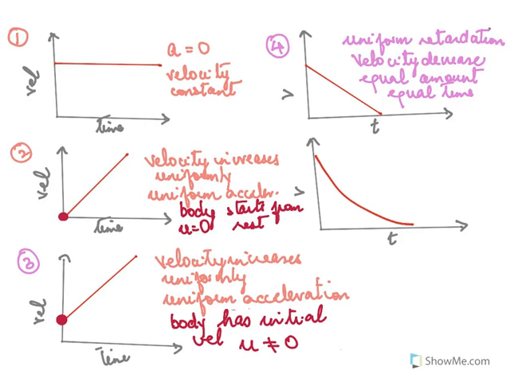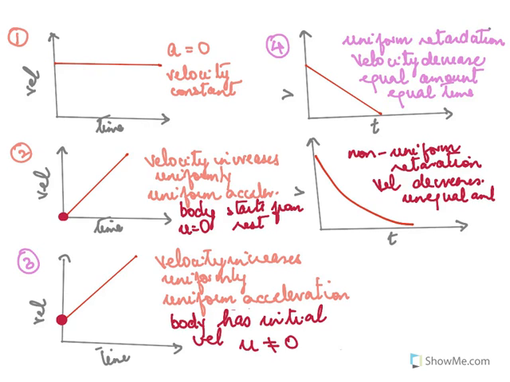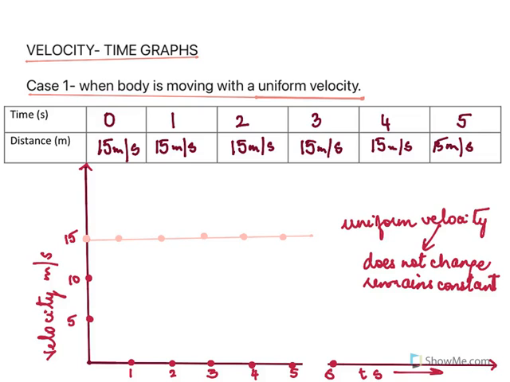In the next, we see here the velocity also decreases, but unequal, non-uniform. So this is non-uniform retardation. Decrease, but non-uniform. Velocity decreases, but unequal amounts in equal intervals of time. That is non-uniform retardation. Here's a little correction. This should have been velocity and meter per second.